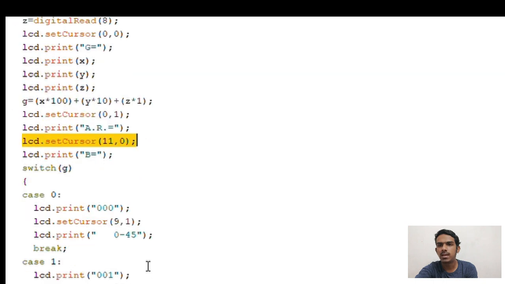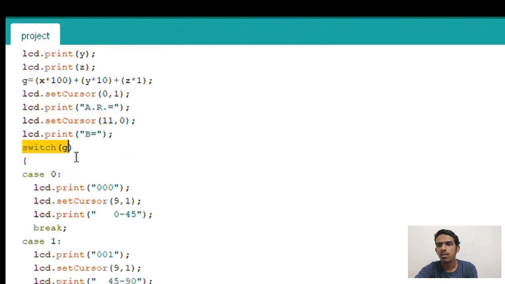Then the cursor is changed to 11,0. For output, we use a switch operation. We use 8 cases for 8 outputs. Output is selected as per the value of G.